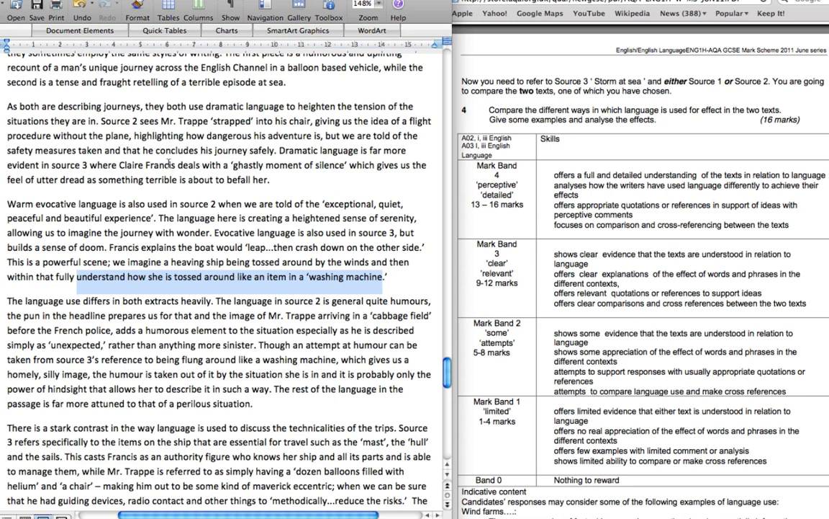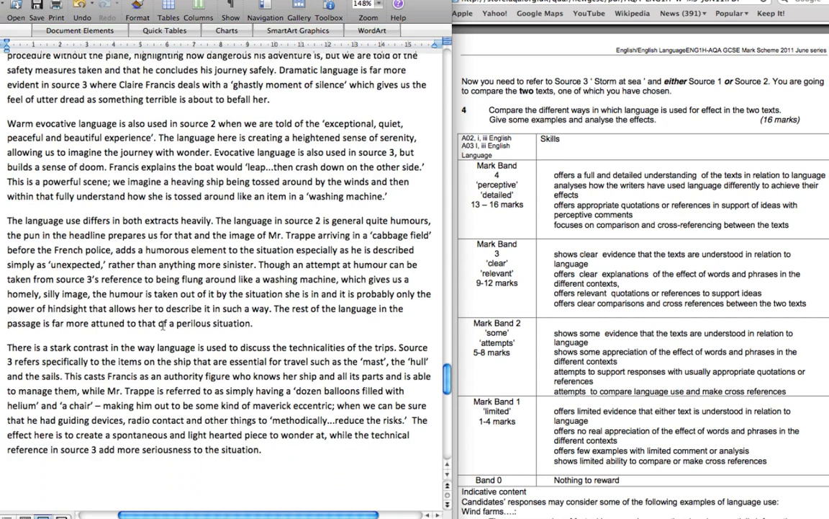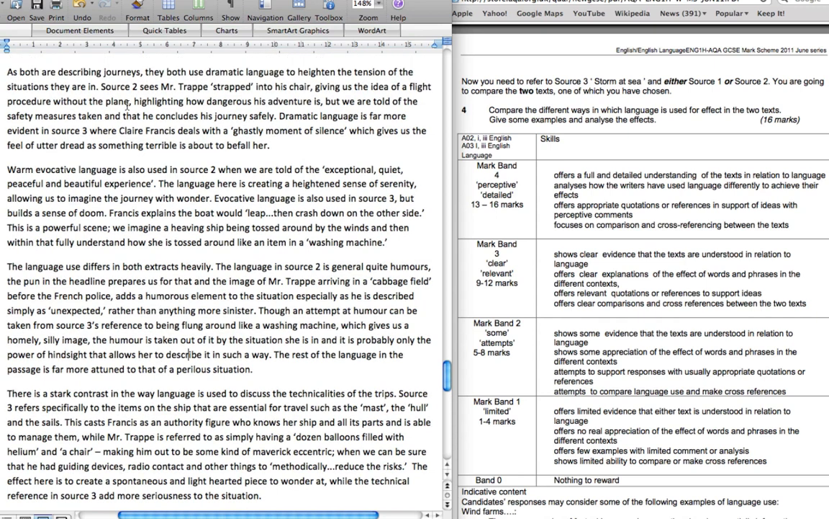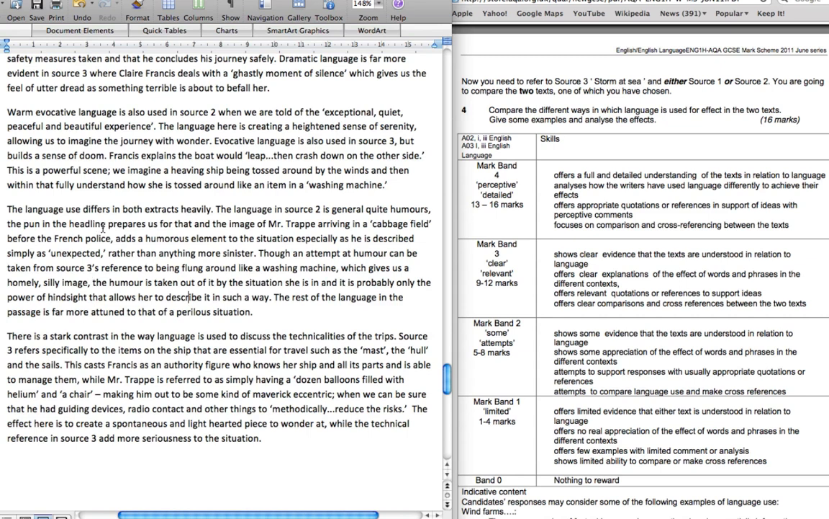So you can see in each paragraph we mentioned source 2 and then source 3, and here we've mentioned source 2 and then source 3. So we're cross-referencing all the way through, alternating between them, and it's a bit stronger. The language use differs in both extracts heavily. So here I've talked about similarities. Now I'm looking at the differences, apparently. The language use differs in both extracts heavily.